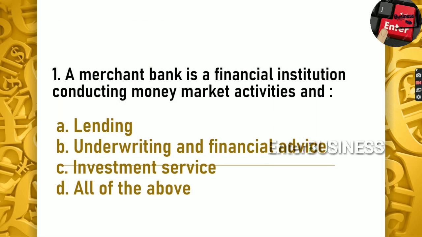The first question is, a merchant bank is a financial institution conducting money market activities and what? Option A, lending. Option B, underwriting and financial advice. Option C, investment service. Option D, all of the above. So the correct answer is all of the above.